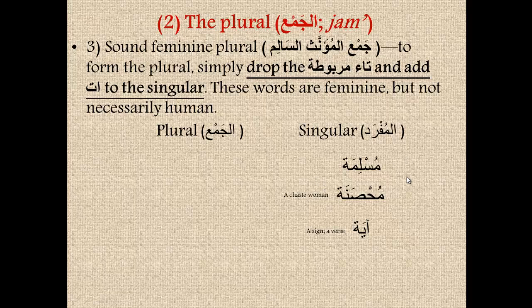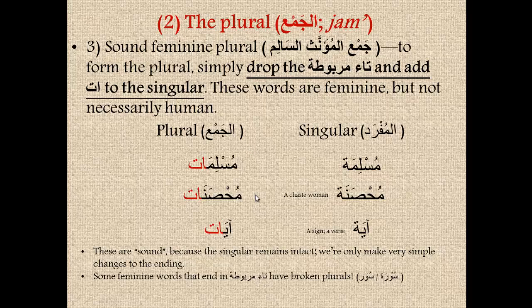We have muslimah, which is a single female believer of the Islamic faith. If we drop the ta marbuta and add at to the end, we get muslimat. We have the word muhsana, which is a chaste woman. Again, dropping the ta marbuta and adding at, we get muhsanat. And then this last example is a non-human example. We have the word ayah, which means a sign or a verse in the Quran. Dropping the ta marbuta and adding at gives us ayat.